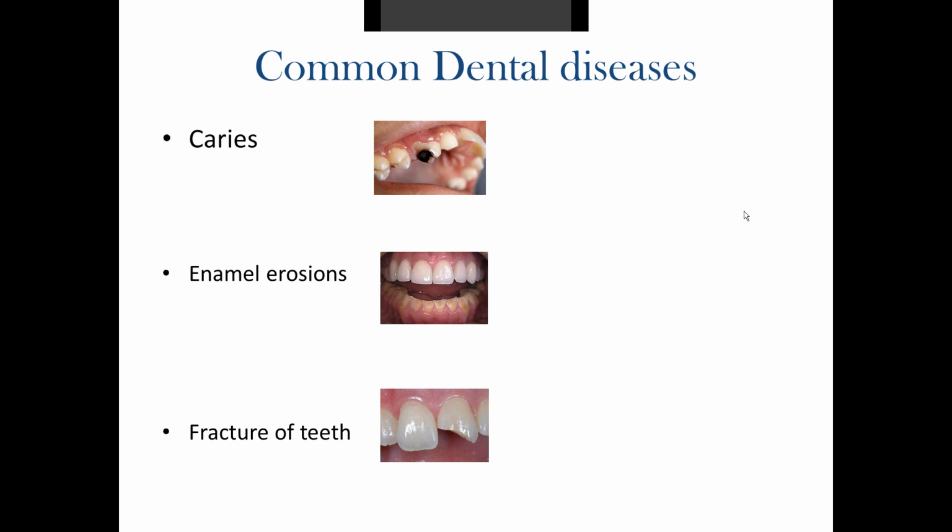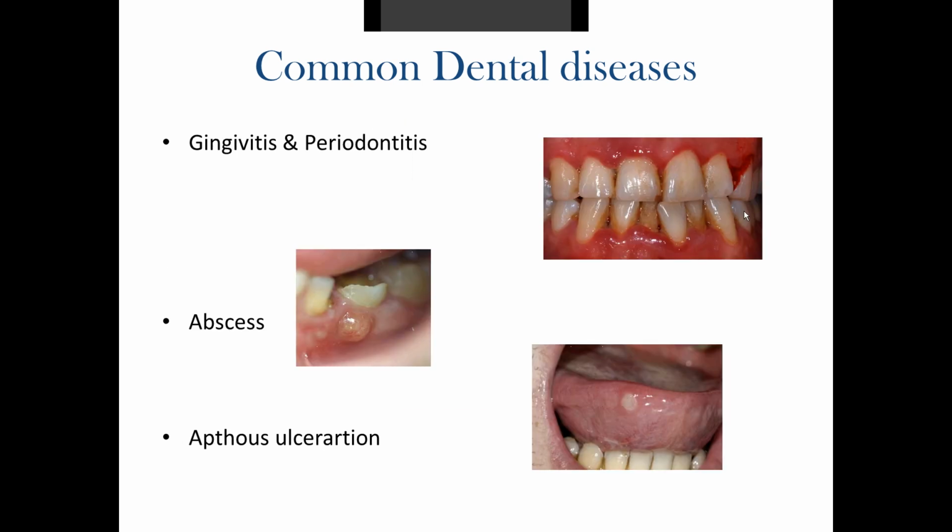Now let us look at the other parts of the dental diseases. Gingivitis is the inflammation of the gums due to accumulation of plaque and tartar. Patients have bleeding gums or bad breath. The treatment is scaling or oral prophylaxis.